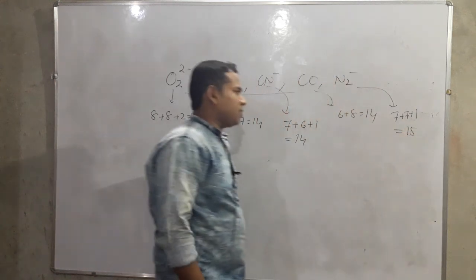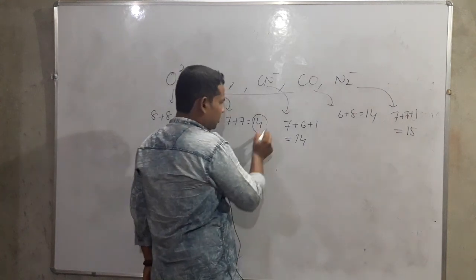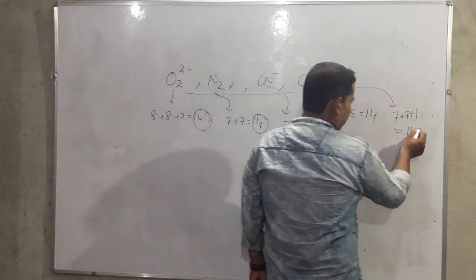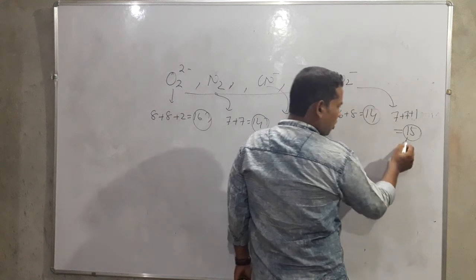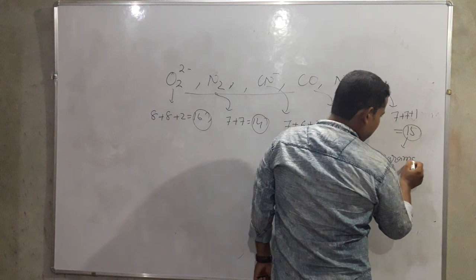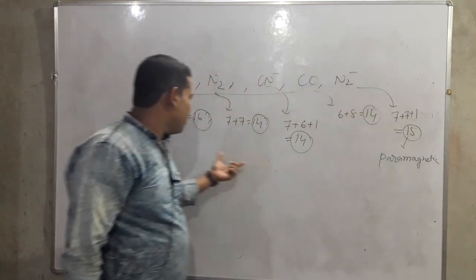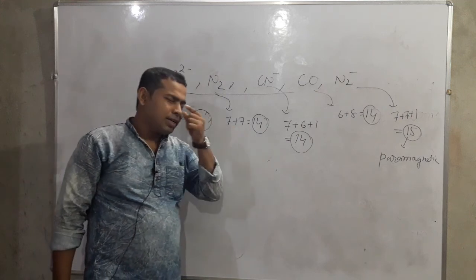So among these which one is paramagnetic? There are 3 even numbers. Okay, 1 is odd number. Sorry, 4 is even number. So odd number is definitely paramagnetic. For even numbers, diamagnetic or paramagnetic, how will you find out?